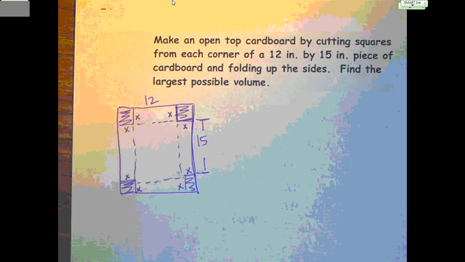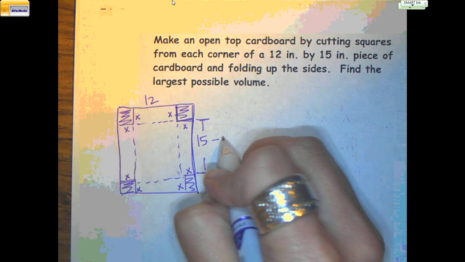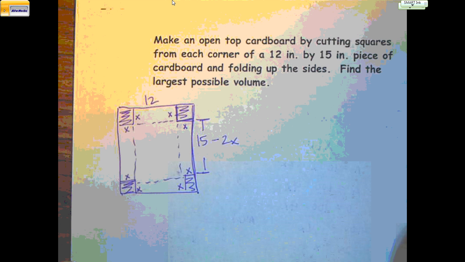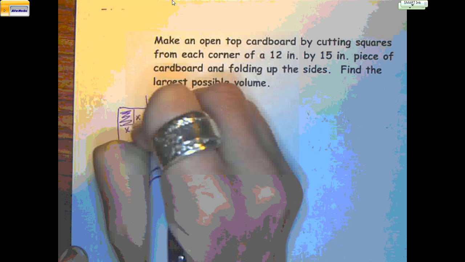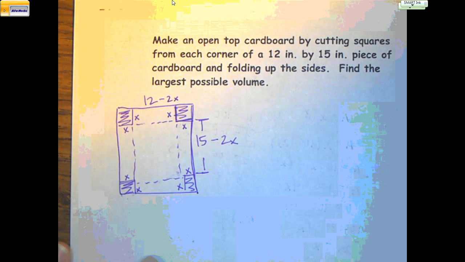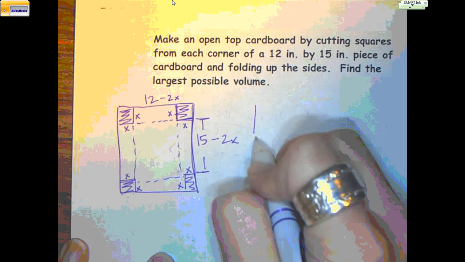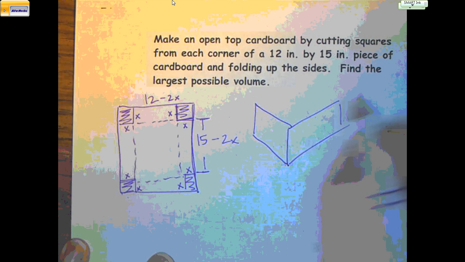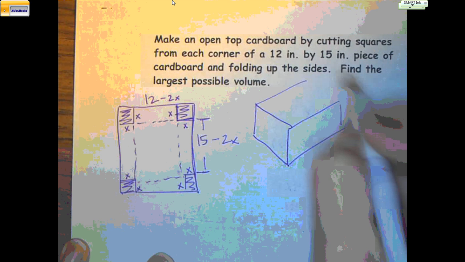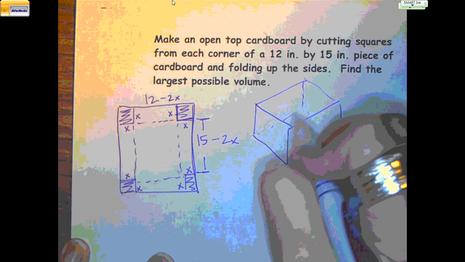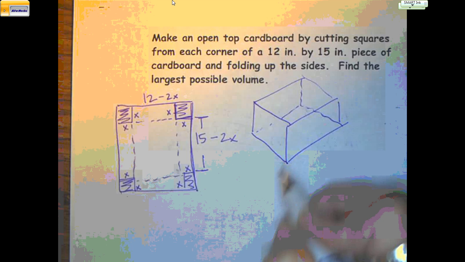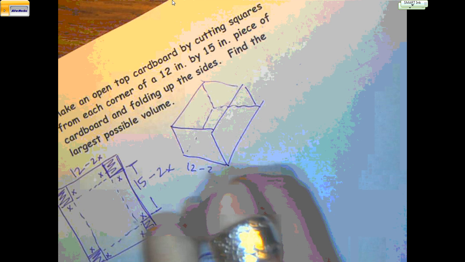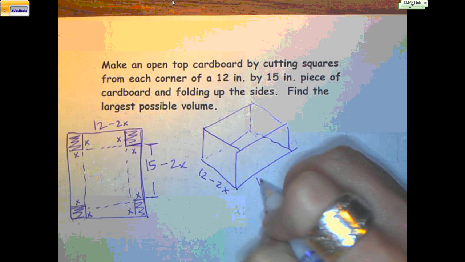15 minus, what do we subtract off? 2 x's. Good. So this side of the box is 15 minus 2x, and this side would be 12 minus 2x, right? Now volume is a three-dimensional thing. I'm not really taking my time on this box, sorry. There's the inside, if you want to see it. It's not very good. But we get the idea. This would be 12 minus 2x. This would be 15 minus 2x.